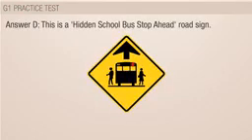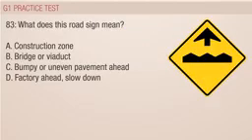Answer D. This is a hidden school bus stop ahead road sign. Question 83. What does this road sign mean? A. Construction zone. B. Bridge or viaduct. C. Bumpy or uneven pavement ahead. D. Factory ahead. Slow down.